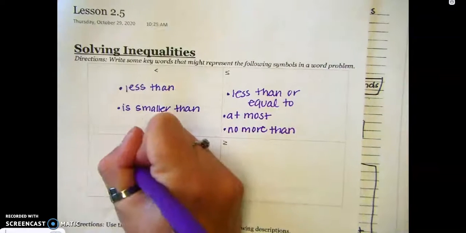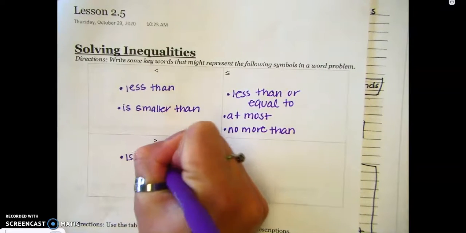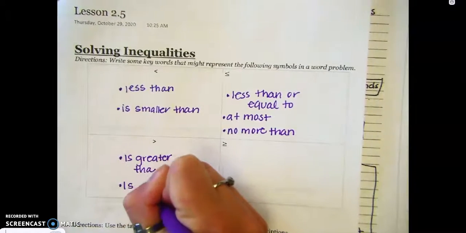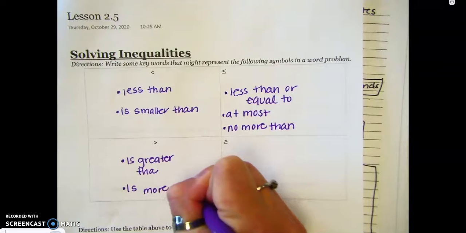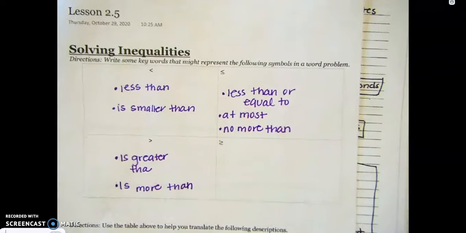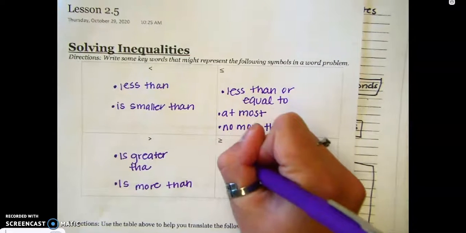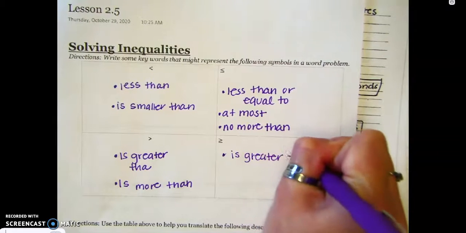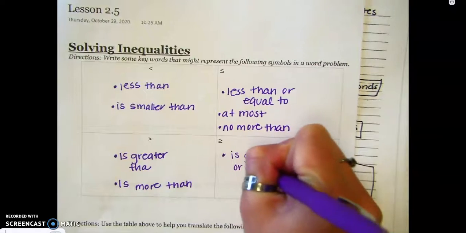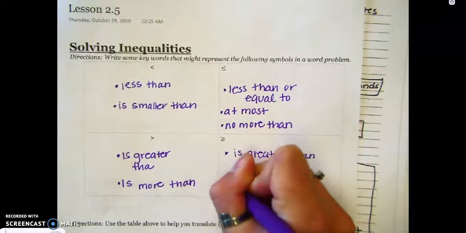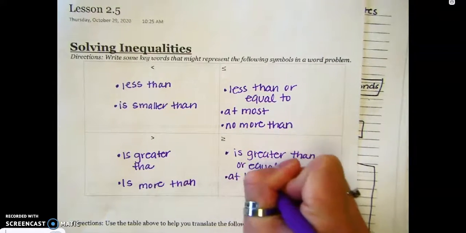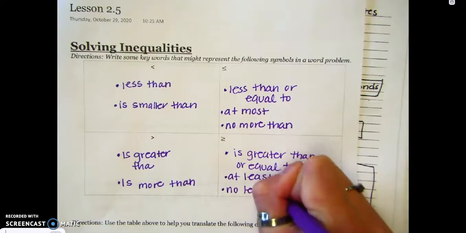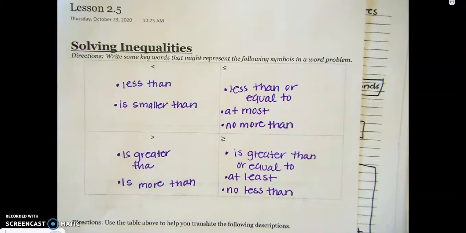This one is represented as greater than, and this one is more than. And this one is greater than or equal to. You could also say at least, so you can have more, or no less than. Those are all key phrases if they want you to use these types of inequalities.